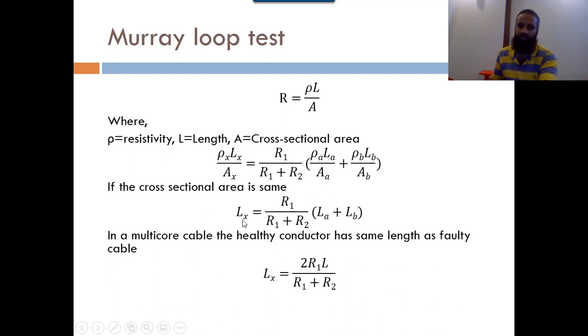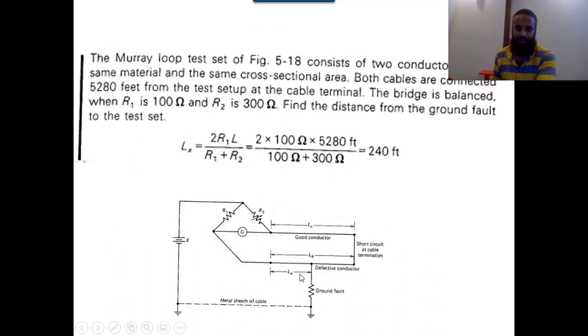the unknown resistance. However, in the multi-core system, we can modify this formula as Lx is equal to 2 times R1 into L. As you know that the length of La and Lb is the total length of the wire, so it can be represented as 2 times L, divided by R1 plus R2. We are labeling La and Lb as L, and because both the lengths are the same, we are putting 2 times L in this system.